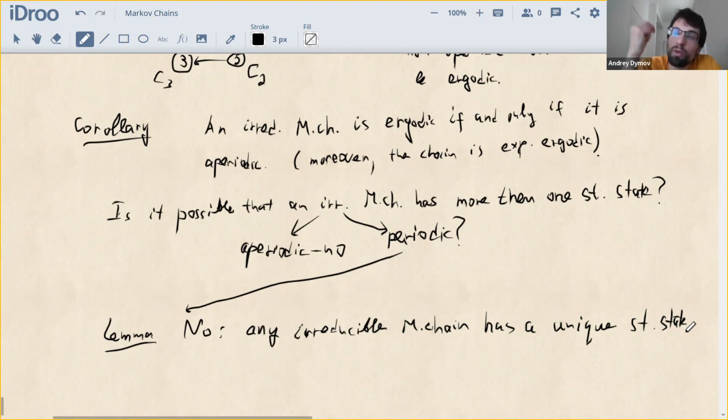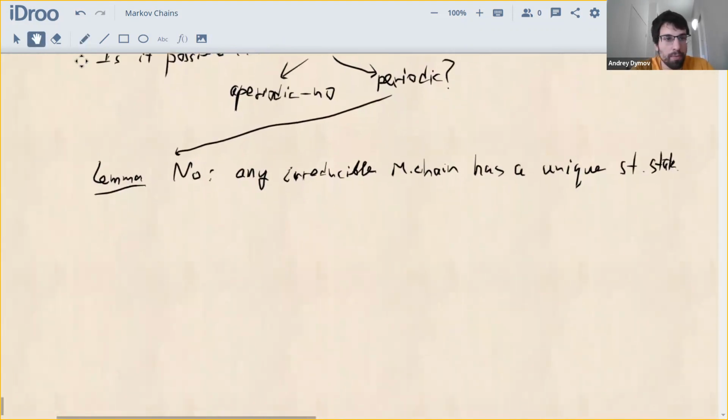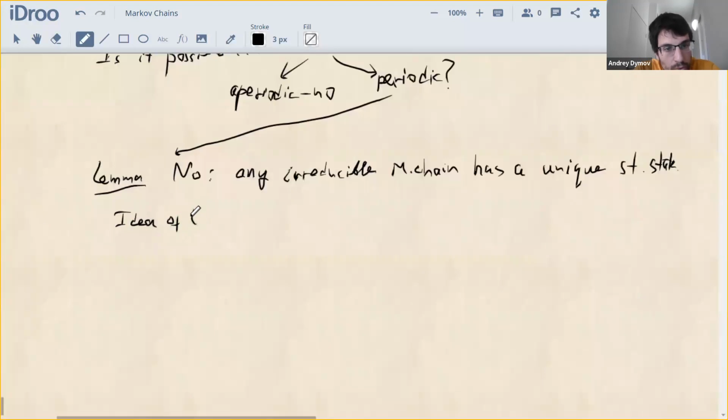The only situation where we knew that the stationary state is unique was the case of ergodic Markov chains. But here we have something new. Here we have the situation when the chain can be not ergodic, when it is periodic, but I still claim that the chain has a unique stationary state. So I will not prove this lemma. I will give only the idea of the proof.